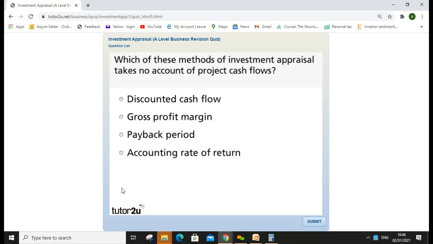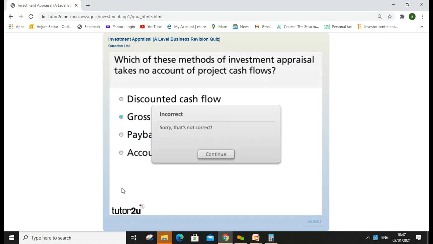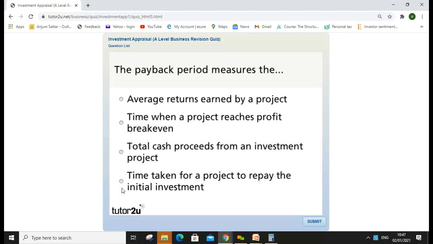Of course, I said you. Yes, please. What do you think? No problem. Guess it, please, if you don't know. Yes, because gross profit is not an investment appraisal method. It should be D, which will go through.